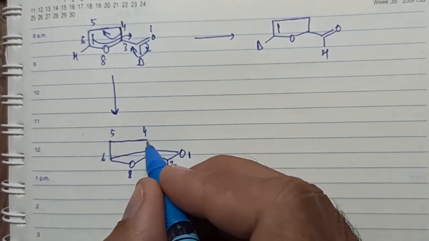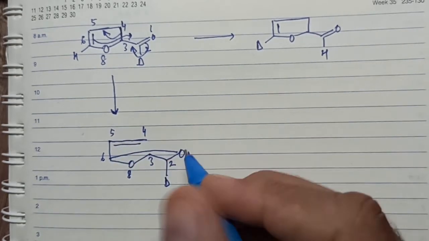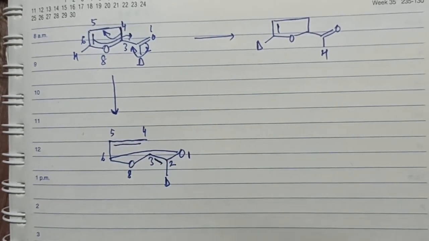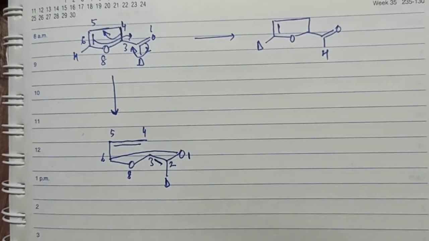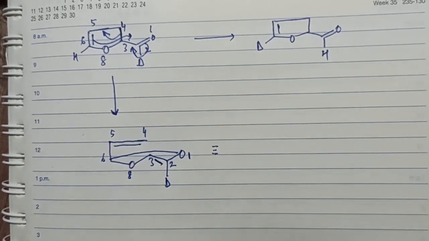A bond between 3 and 4, 5-6 double bond goes to 4 and 5, 1-2 double bond goes to 2 and 3 position. Is it right? 1-2 double bond goes to 2 and 3 position. That is the case. Now let's try to write the product in this particular reaction.